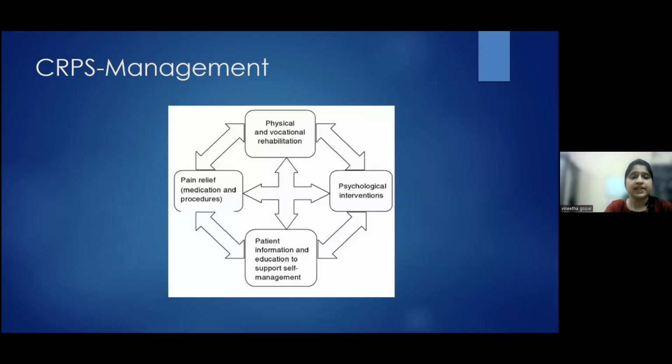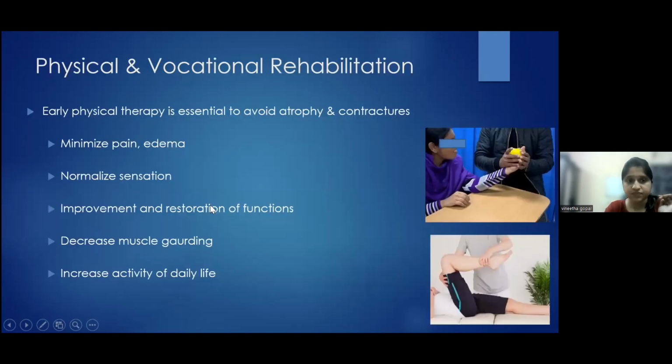Then the last, coming to the management. Just like fibromyalgia, first is patient education. It is complex pain, challenging to treat, but we acknowledge that you are having pain, and we are there to support you and do whatever we can to improve the quality of life. Then we have physical therapy, psychological interventions, and pharmacological pain medications and interventions. The objectives of physiotherapy are to minimize the pain, minimize the edema, normalize the sensation, and improve and restore function.